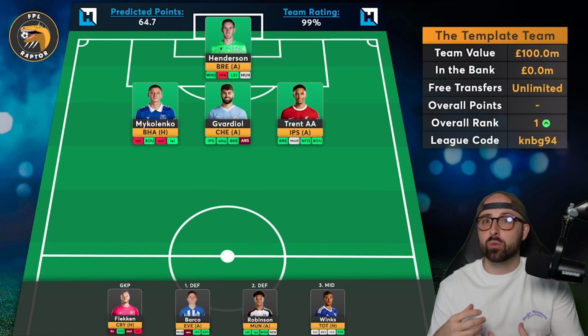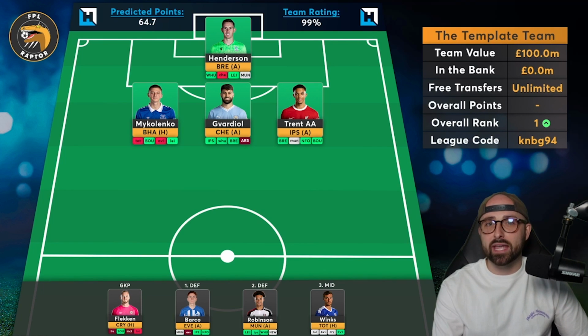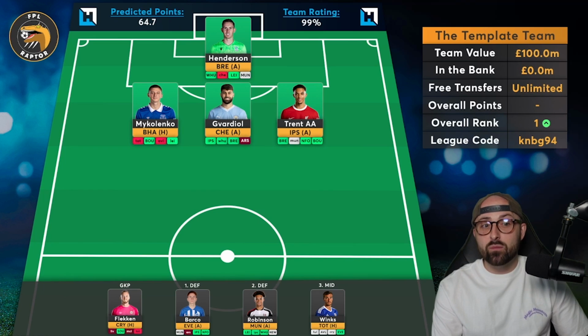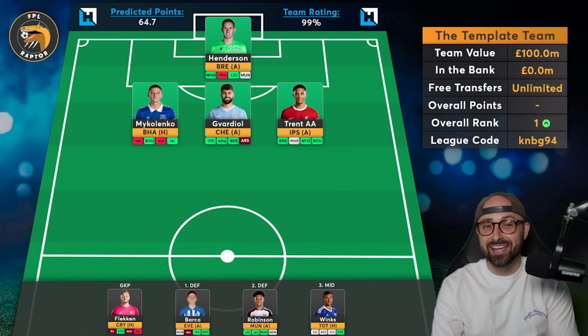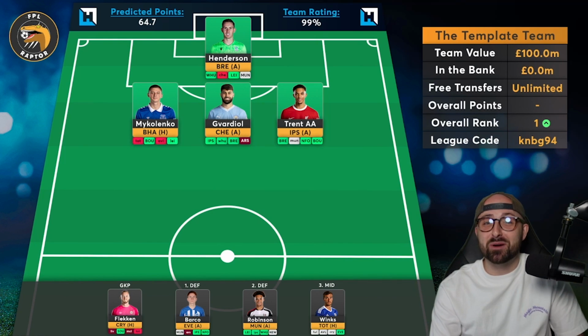If you want Robinson, but you want another rotation, you could go for someone like a Livramento or a Lewis Hall, but they weren't getting close to being as highly owned as Mykolenko and Robinson. So that was kind of the 4 more expensive ones. And then Barco was actually hands down comfortably, when you see the percentages at the end, the most owned defender.